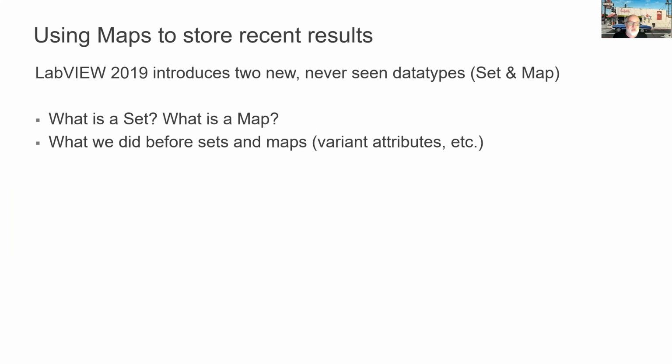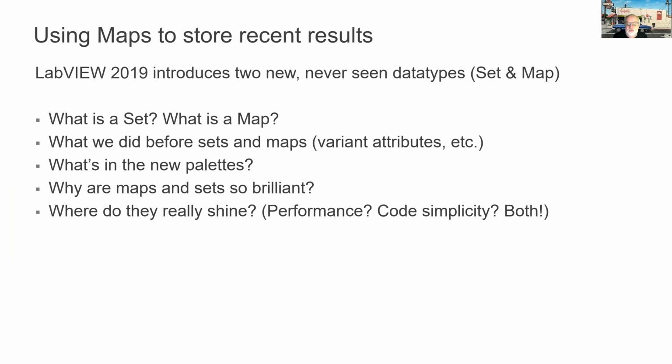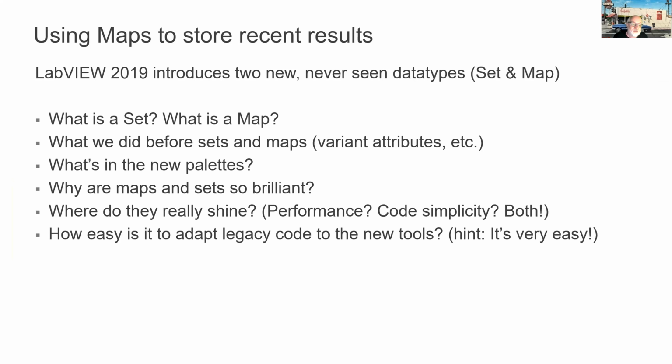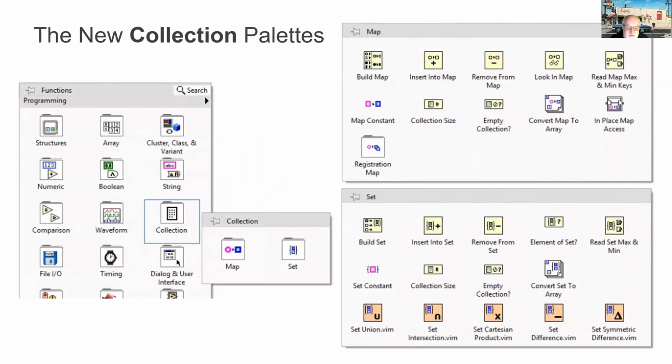So what is a set? What is a map, right? And what we did before, what's in the palettes, why are they so great? And where do they really shine? Performance, code simplicity, both. A really great addition. And how easy is it to adapt legacy code? It's very easy. Okay, an example. We have a new collection palette, and I guess Ben doesn't have that yet, where we have build map, insert and remove from map, and so on. You define a map with almost any data type for the key or any data type for the value.